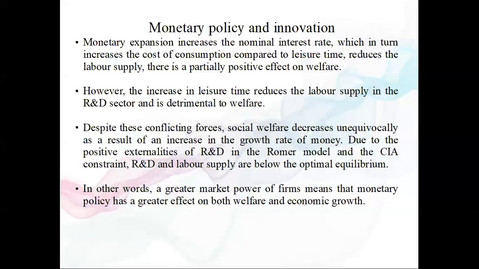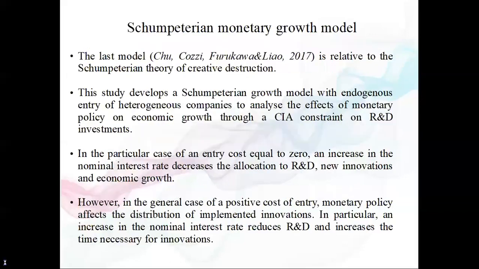In other words, a greater market power of firms means that monetary policy has a greater effect on both welfare and economic growth. The last argument is the Schumpeterian monetary growth model, proposed by Chu, Kotze, Furukawa, and Liao. It relates to the Schumpeterian theory of creative destruction, in which innovation in industry can push out the firms in the market that are not innovative.